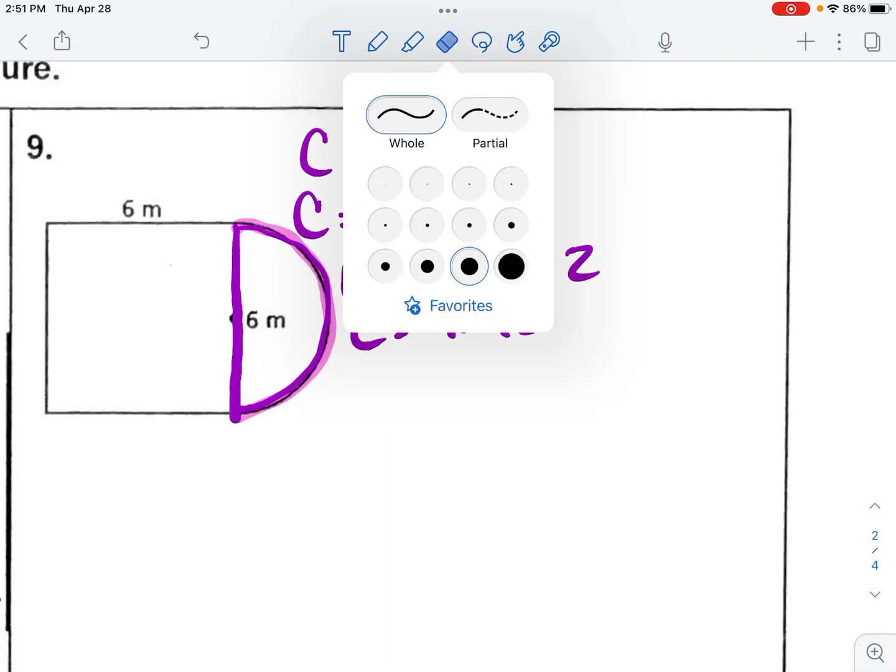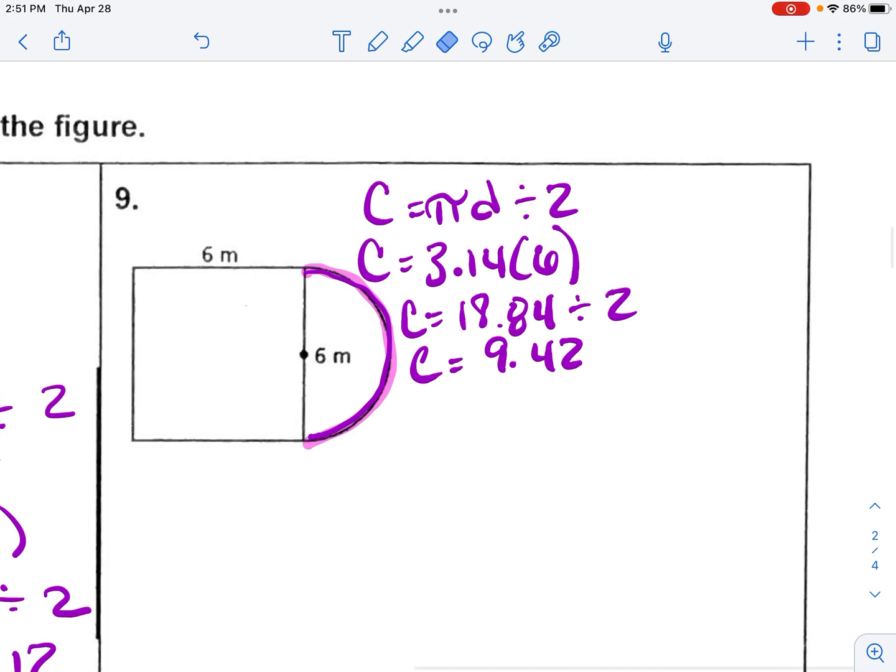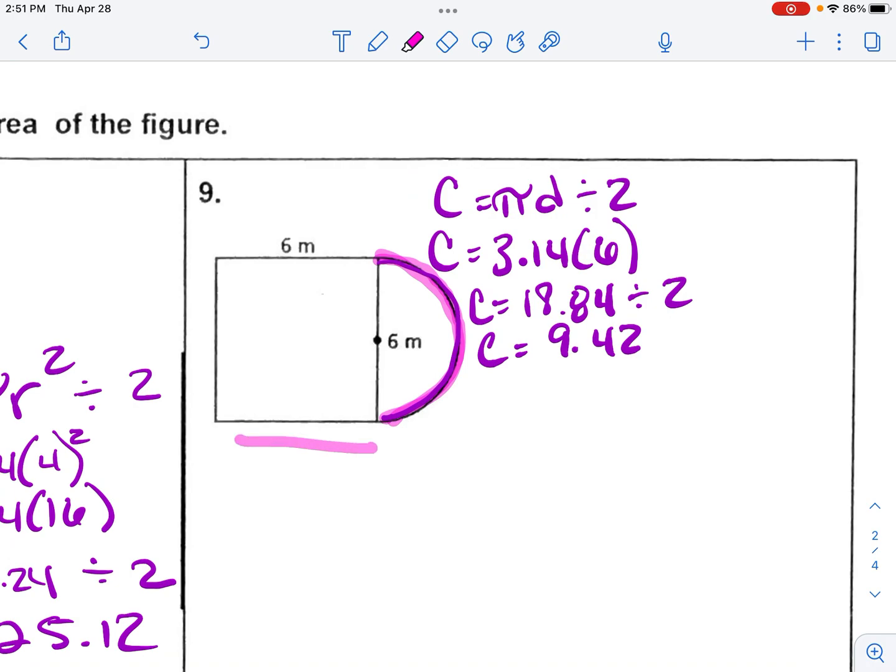Not quite yet. If we're just doing perimeter, we wouldn't need the inside, okay? Okay, so 9.42 is here. We're doing perimeter, so I'm doing this plus this plus this plus the circle.